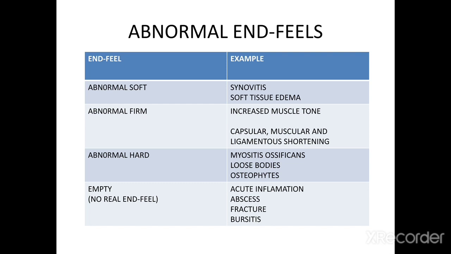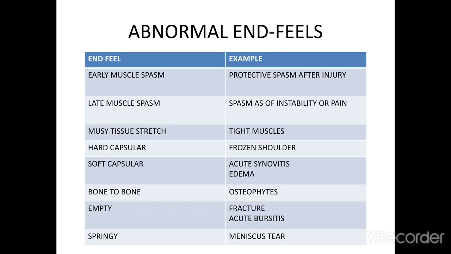fracture or bursitis. There is another classification of the abnormal end feel given by Cyriax, which is based on the structures that are limiting the range of motion. There are 6 classical abnormal end feels: muscle spasm, tissue stretch, capsular end feel, bone to bone end feel, empty, and springy.